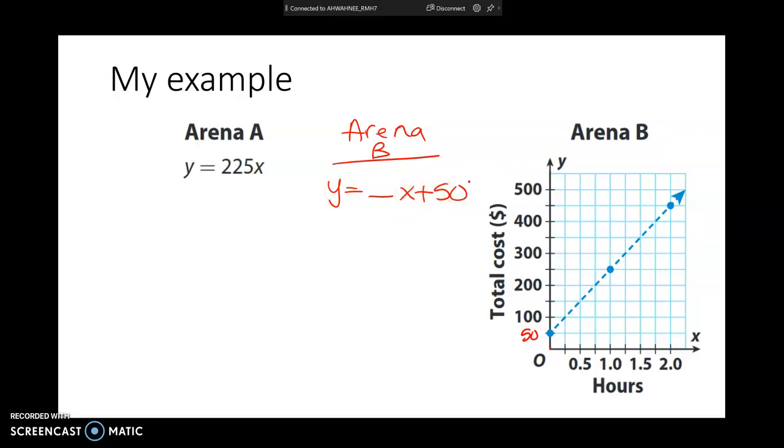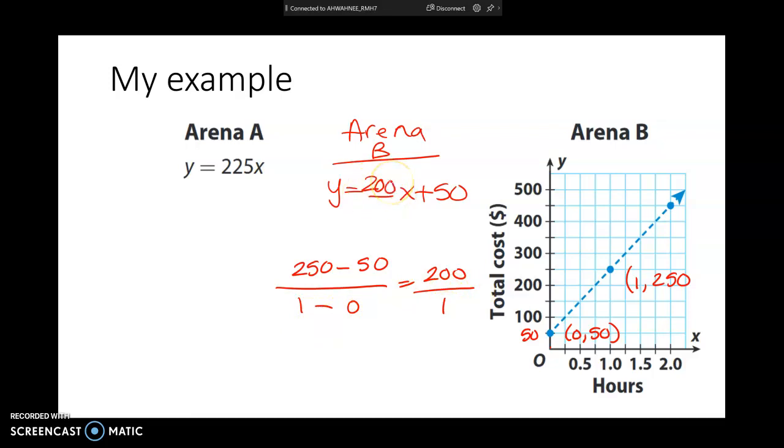Now I have to figure out my slope. So I have 0 comma 50, and this one is 1 comma 250. So y2 is 250 minus y1 is 50, and x2 is 1 minus x1 is 0. So I have 250 minus 50, that's 200, over 1 minus 0 is 1. 200 over 1 is just 200, so I have y equals 200x plus 50.